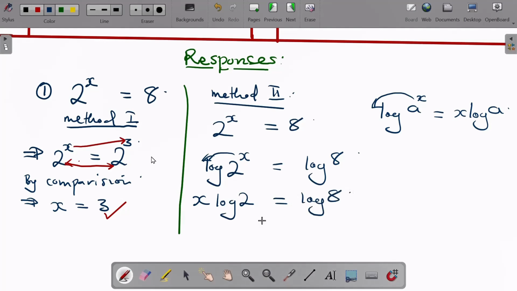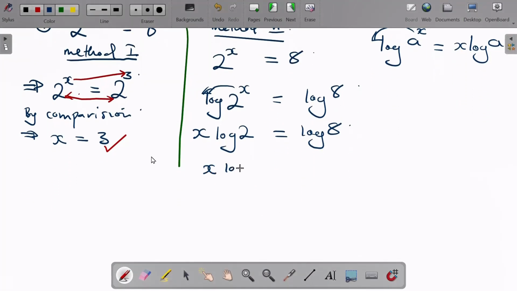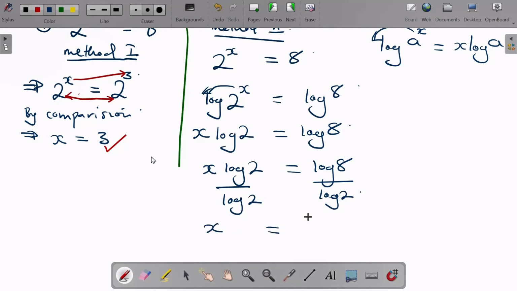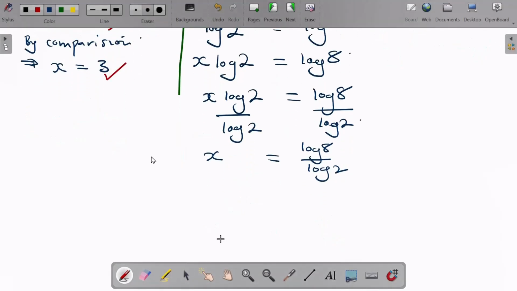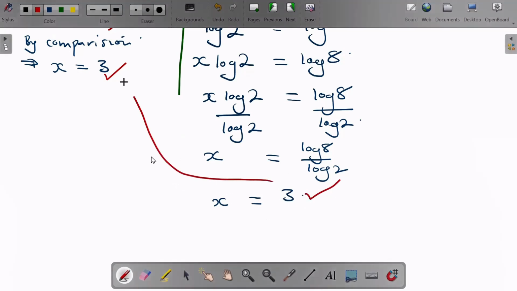Now we make x the subject by dividing through by log of 2 on both sides. So we have x equaling log of 8 divided by log of 2. As you press a calculator, mine is giving me the value as 3, which is our answer. It corresponds to the one we got there. We can now go to number 2.